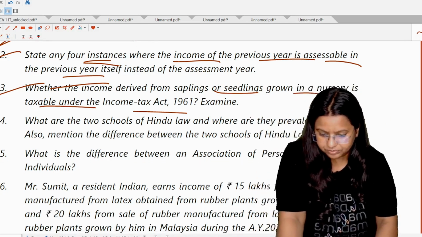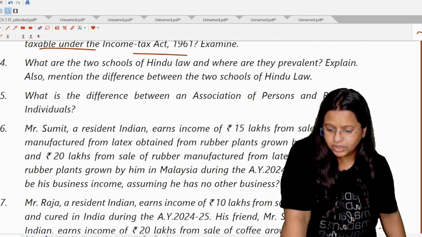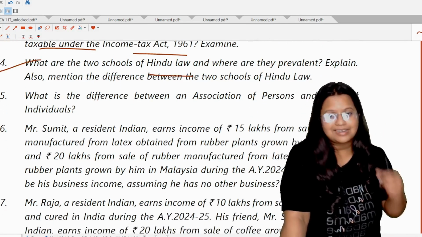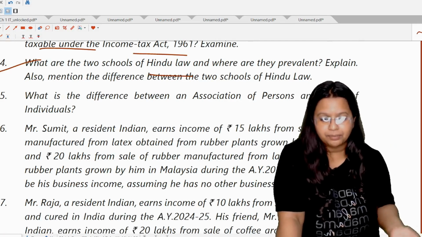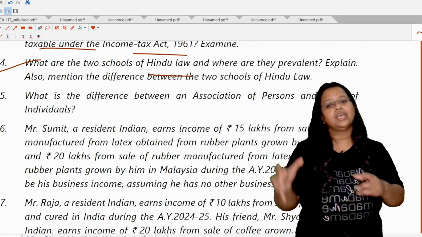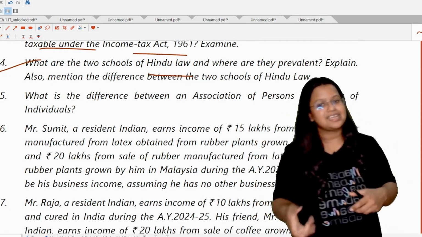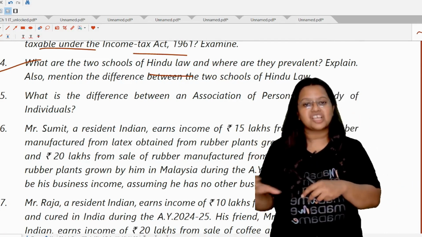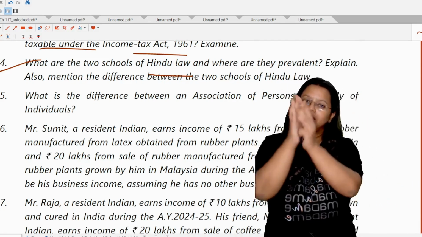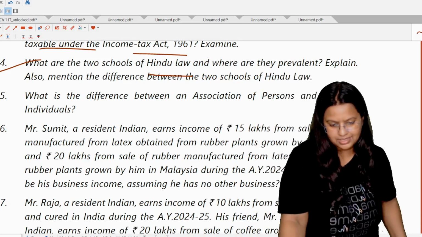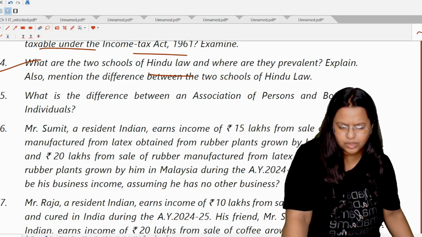Okay. Question number 4, what are the 2 schools of Hindu law? That is Dayabhaga and Mitakshara, and where are they prevalent? So students, as we know, Dayabhaga is prevalent in the states of West Bengal and Assam, and Mitakshara is prevailing in the whole of the country except West Bengal and Assam. Explain. You can explain these.